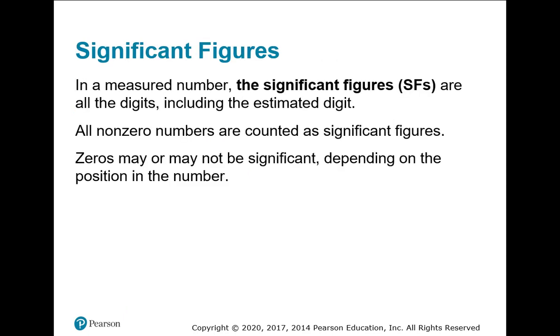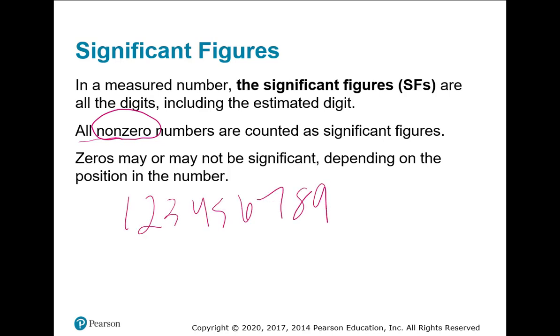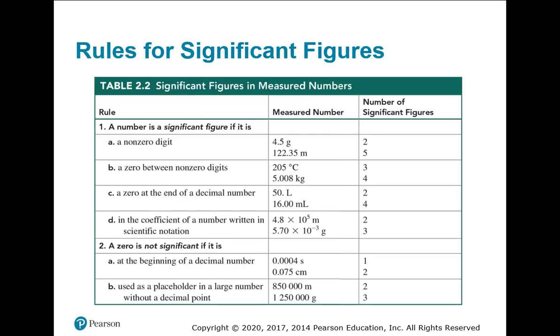In a measured number, the significant figures are all the digits, including the estimated digit. All non-zero numbers. That means everything that's not 0. 1, 2, 3, 4, 5, 6, 7, 8, 9. Anytime you see any of these numbers, they are always significant. Zeros may or may not be significant depending on where those zeros are. We'll talk more about those significant figures. Let's look at some rules.